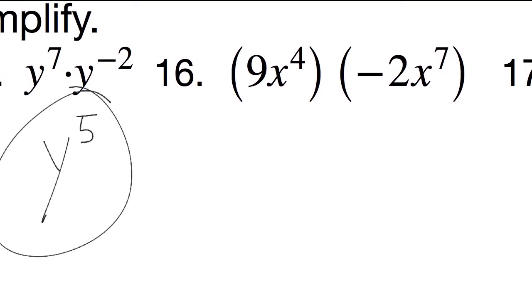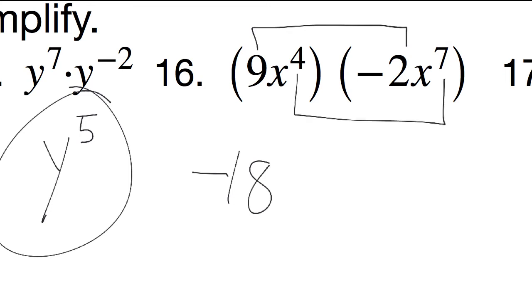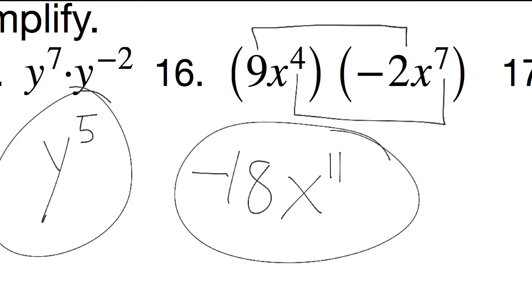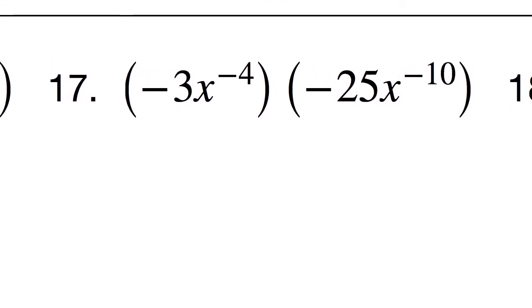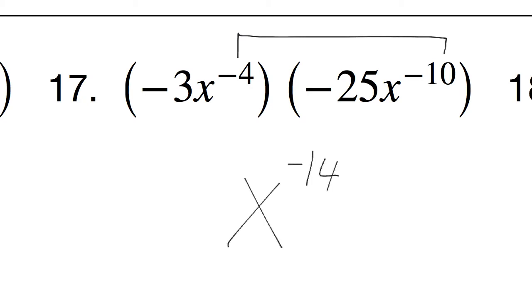So we're going to group these. Since there's no exponents on the parentheses, 9 times negative 2 is negative 18, and 4 plus 7 is 11. This would be 11 x's all together. 4 plus 7 is 11. Next problem. Same thing. We're going to combine the exponents. It would be x to the negative 14. The 2 negatives cancel out, and you'll have a positive 75.